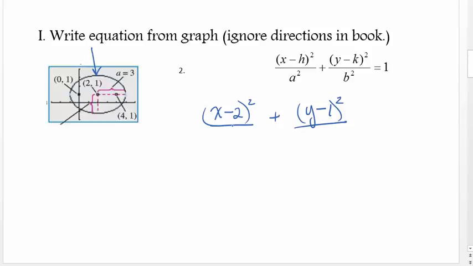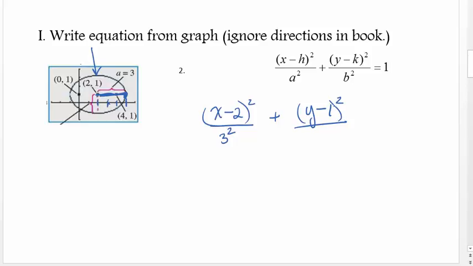Now a, remember a is the distance from the center to the outer edge along the x-axis, so let's count this. Let's see, if x is 2, 3, 4, 5. So what's the distance from 5 to 2? That distance right there is really 3. I mean, I stepped 3 spaces, so it's 3 squared.